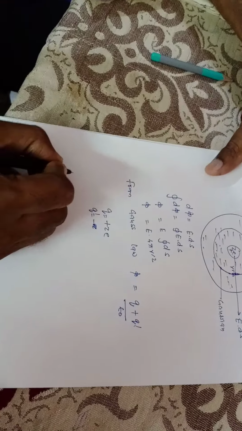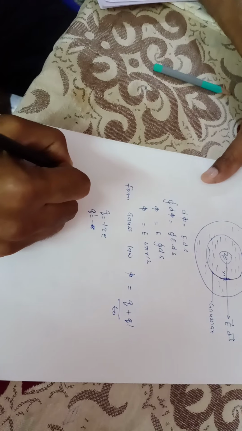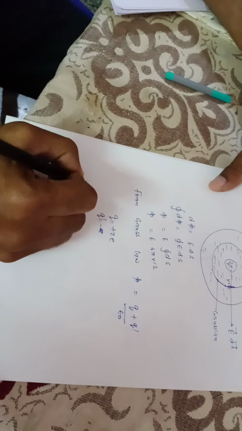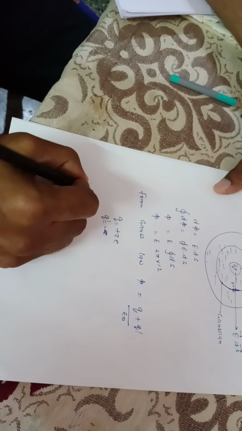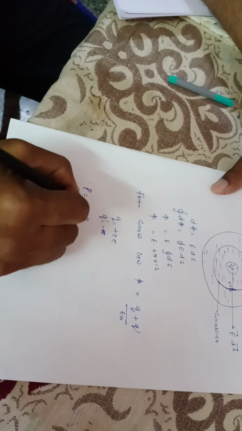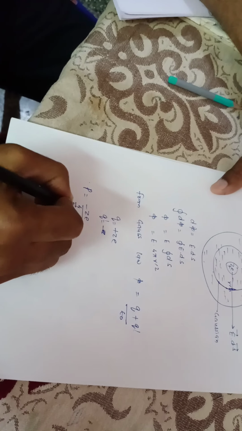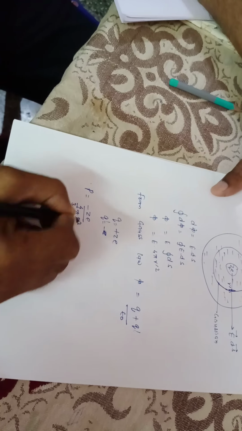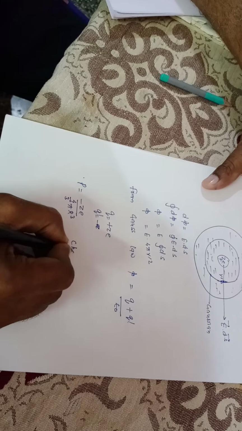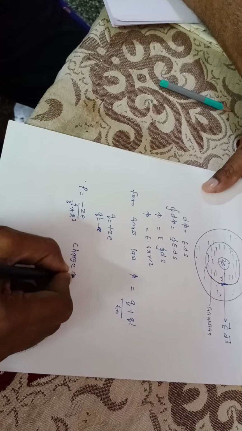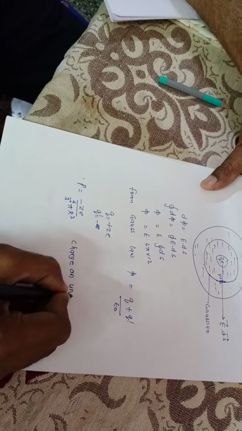So what will be the negative charge in the Gaussian surface? You know, negative charge density rho equal to what? Negative charge density rho equal to minus Ze upon 4 by 3 pi r cube. This is negative charge density. That means charge on unit volume.